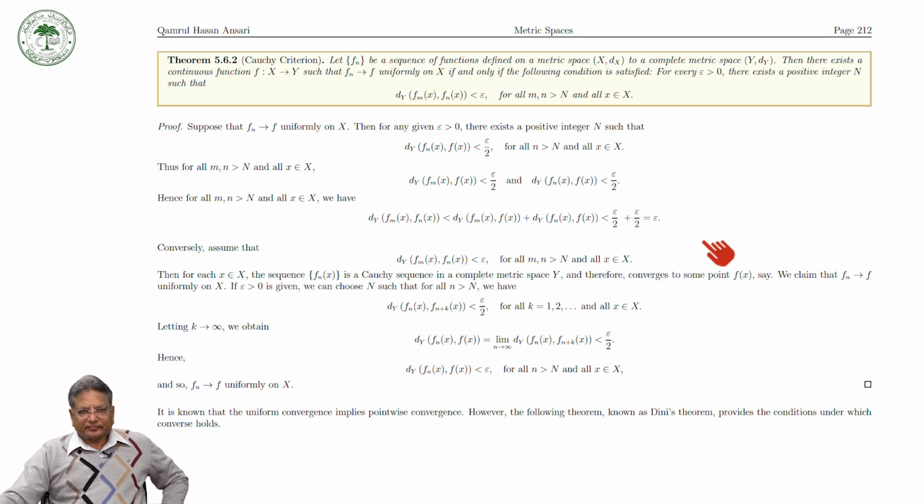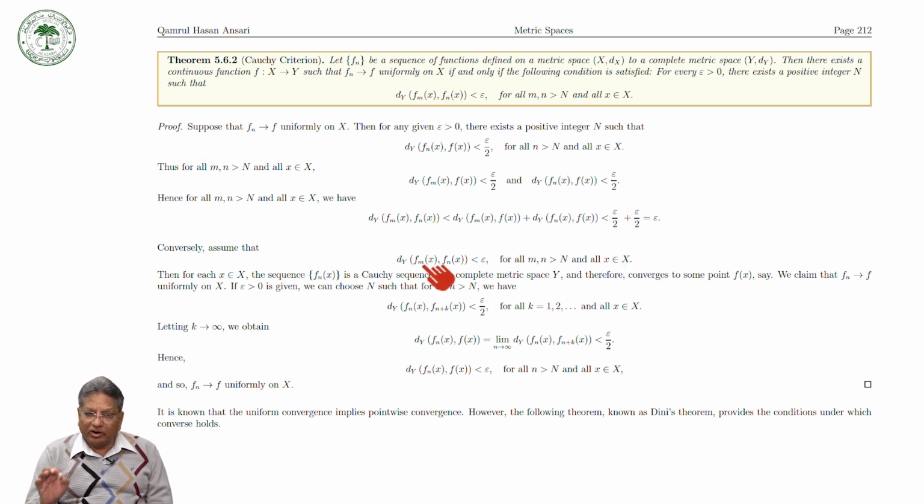Then we have to prove that F_n converges to F uniformly. So for each x in X, the sequence F_n(x) is a Cauchy sequence in a complete metric space Y. From the definition, this is a Cauchy sequence because it is true for all x. If it were true only for some x, then only at that particular point would F_m(x) or F_n(x) be a Cauchy sequence, not for all x.